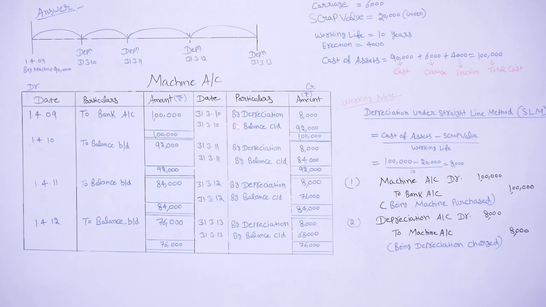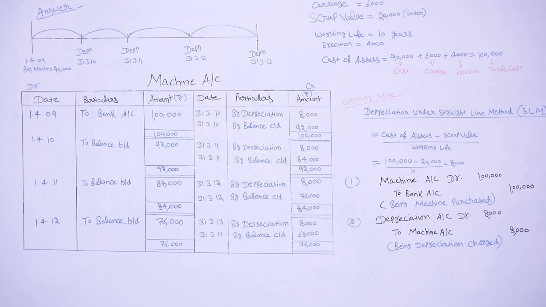Now we are first making the machine account. Debit side, credit side, date, particulars, amount, date, particulars, amount. On 1st April 2009, the company bought a machine of rupees 1 lakh. Then what will be the entry of purchasing a machine? The entry will be machine account debit to bank account 1 lakh, being machine purchased. So, to bank account 1 lakh.